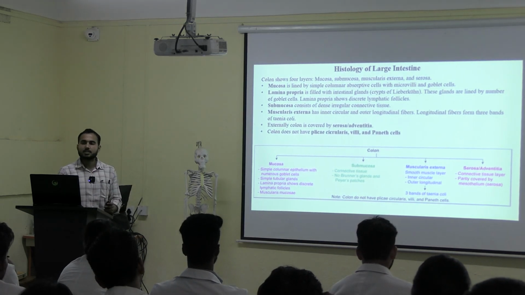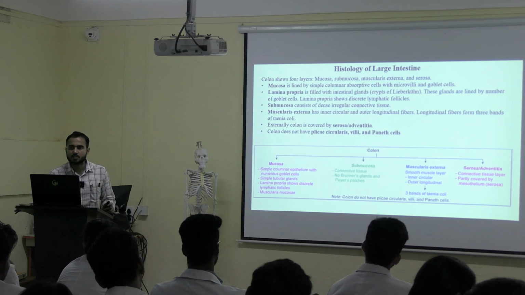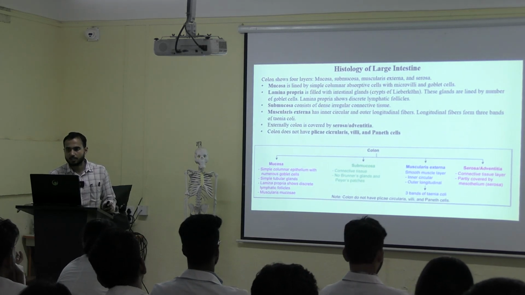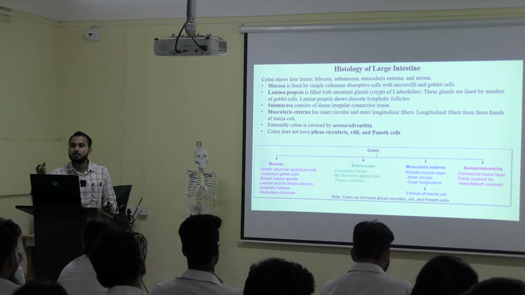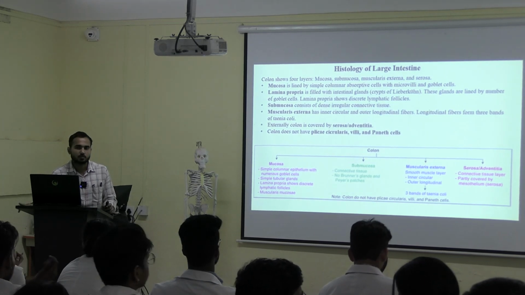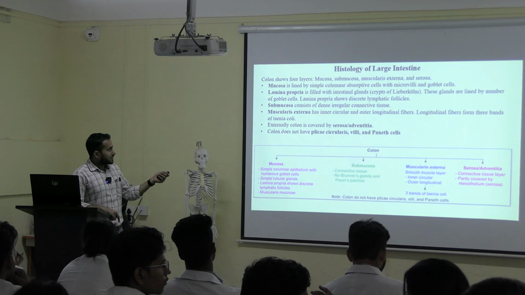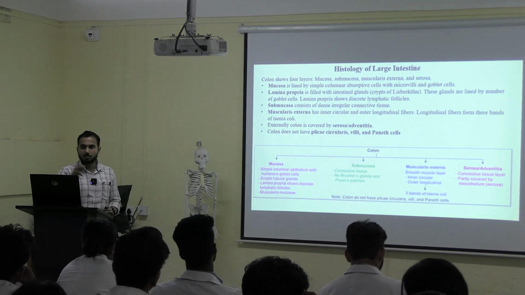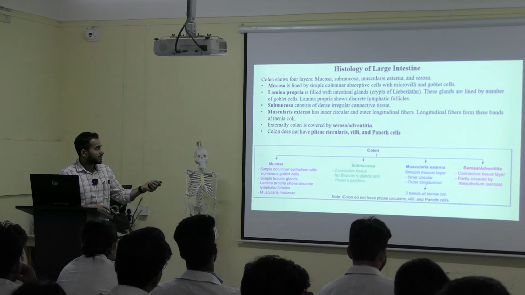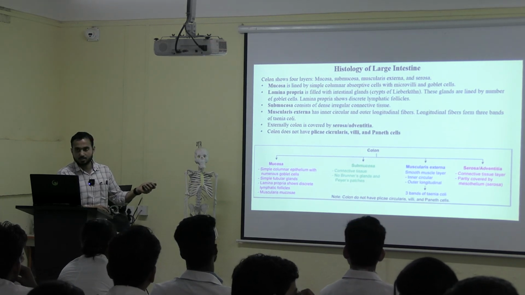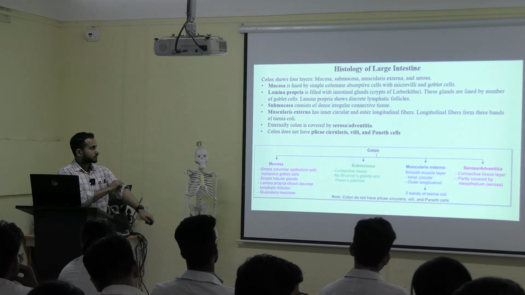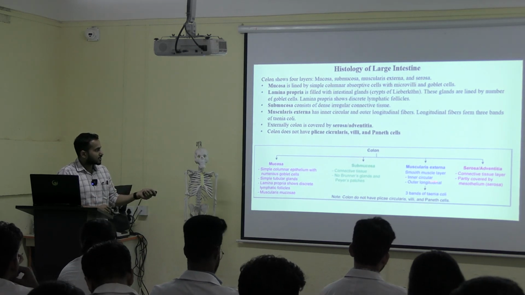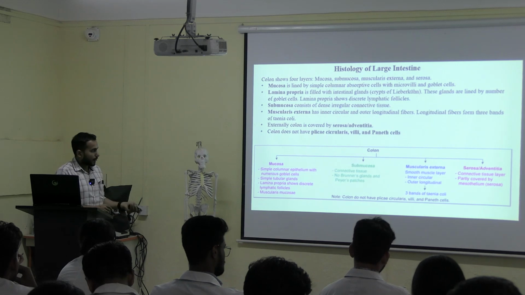This you have to write in the practical notebook, and during the time of exam also, if it comes, you have to mention the modification of the longitudinal muscle fibers which is forming the tinea coli. Lastly, you can see the colon doesn't have plica circularis. So if you see the internal structure, the circular folds are absent, villi are absent, and Paneth cells, as I have mentioned, are also absent. Now here you can see what is present in the different layers of the colon.